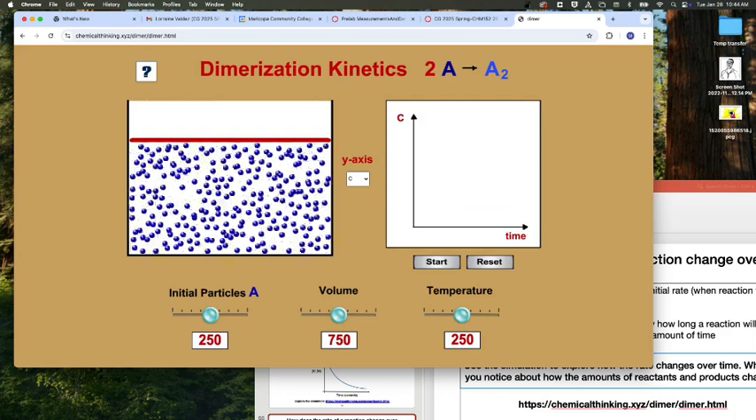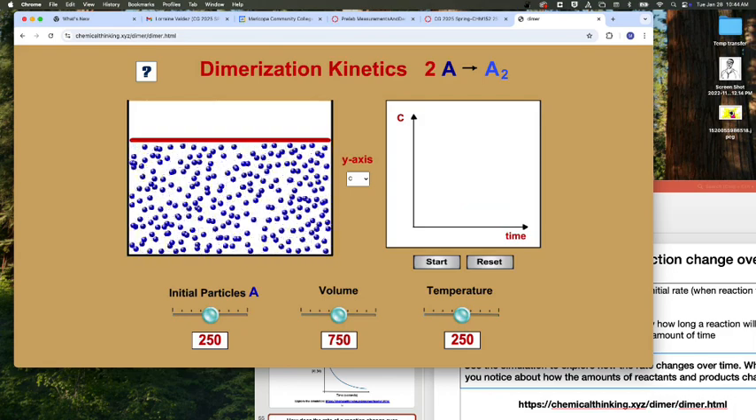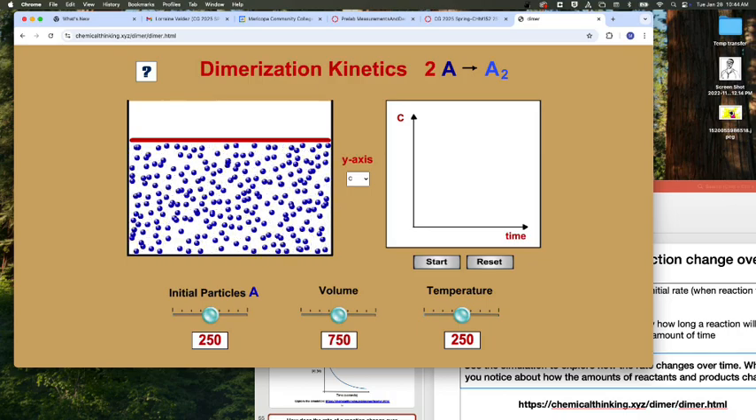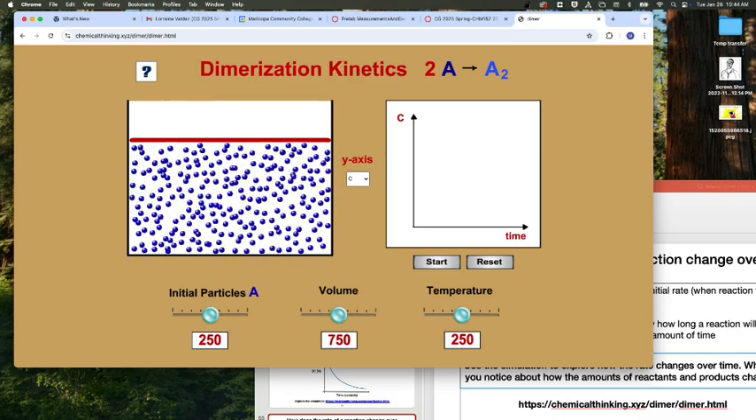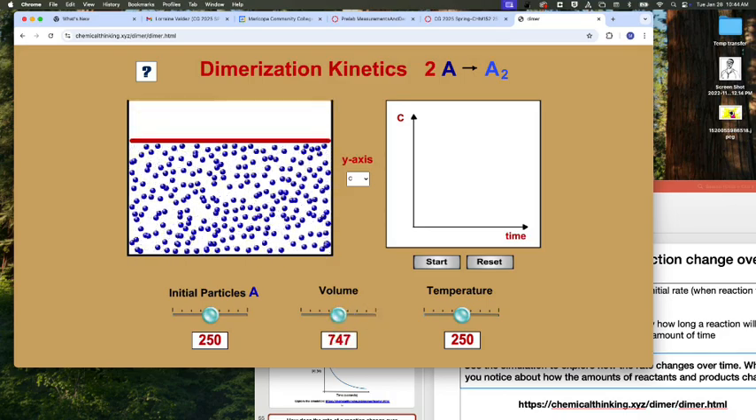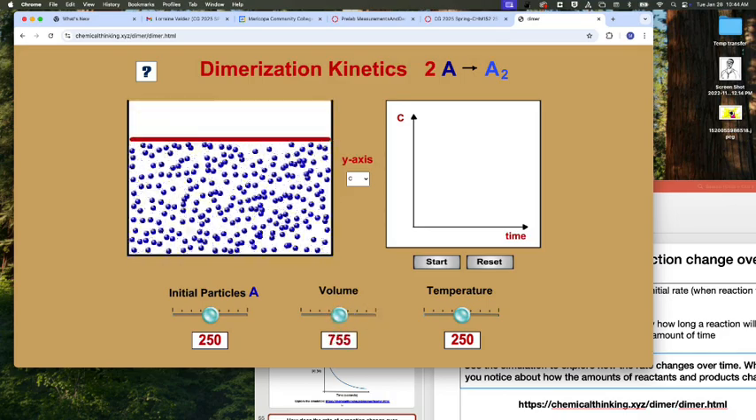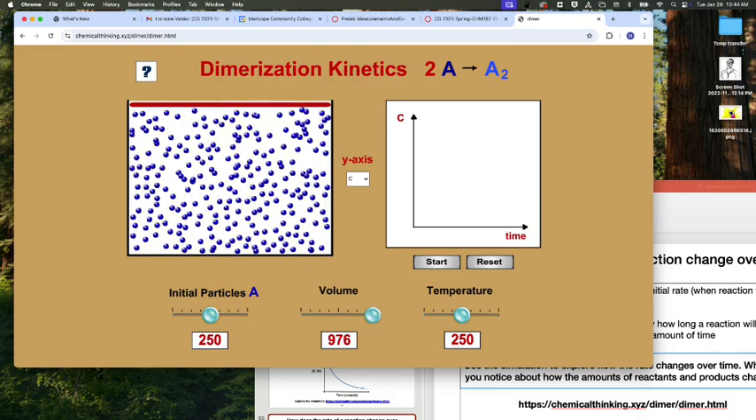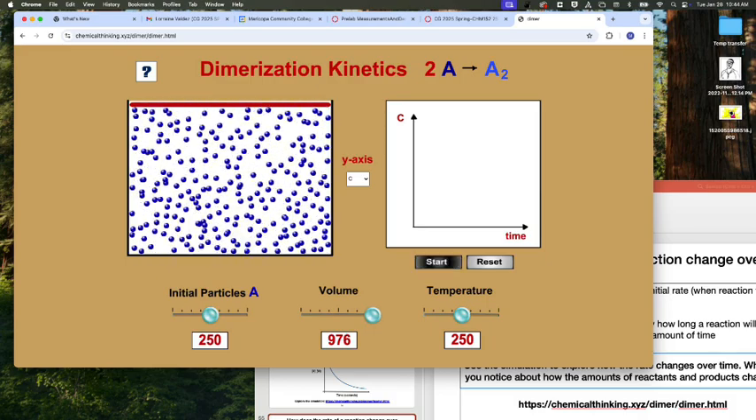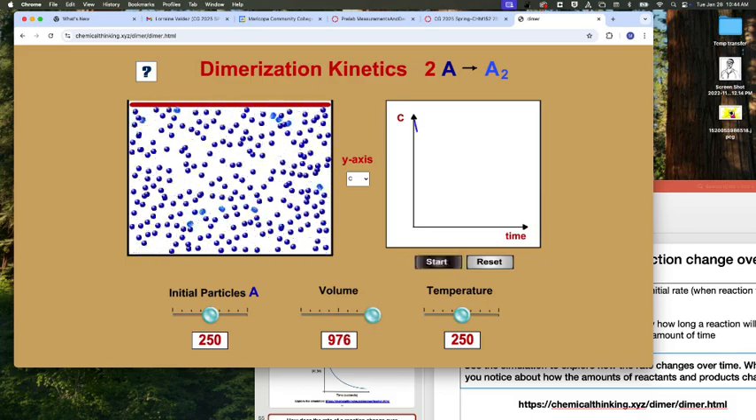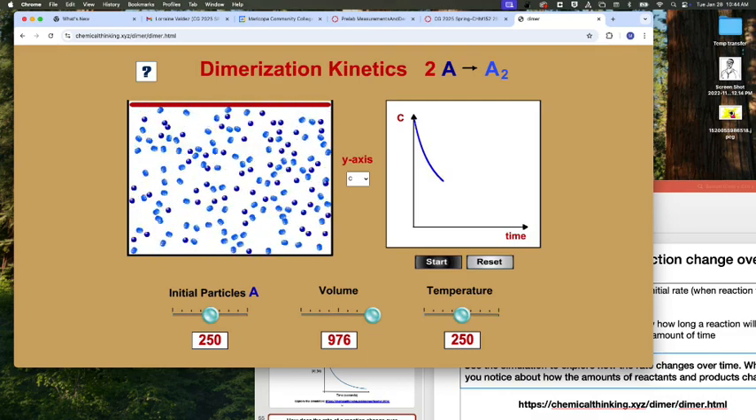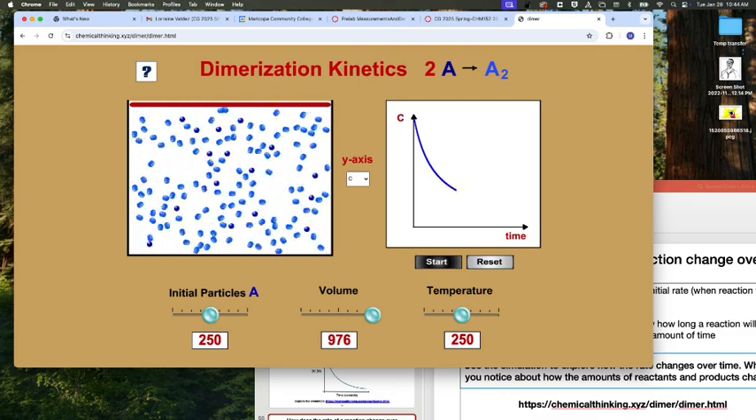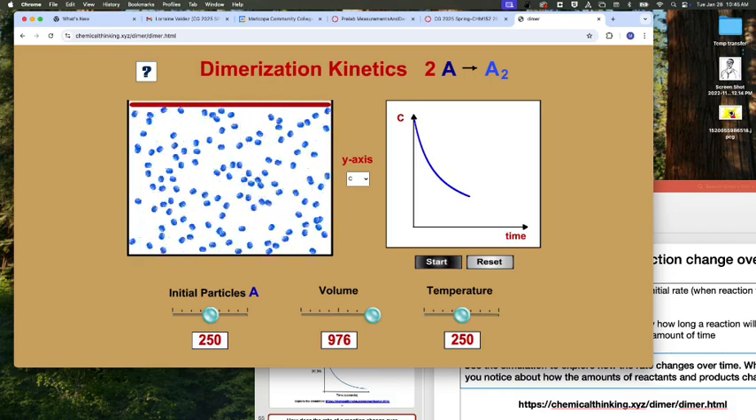Okay? So if we increase the volume, what's that going to do to my concentration? Did I say increase or decrease? What did I say? Let's increase the volume. What should happen to my concentration? It should decrease, which means what happens to my rate? Should also decrease. So volume does contribute to these things.